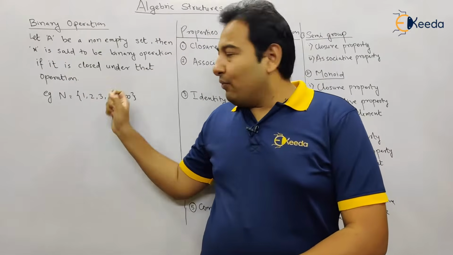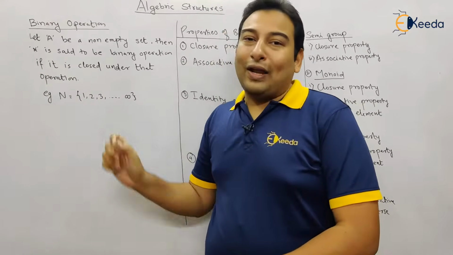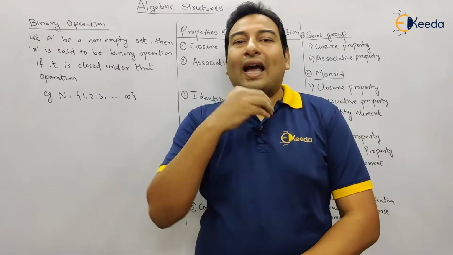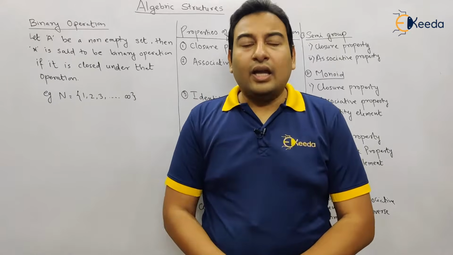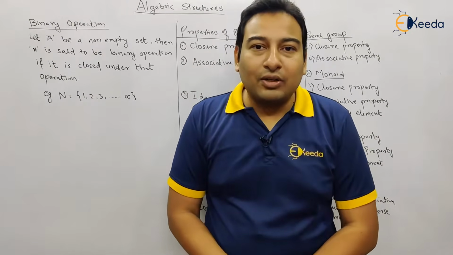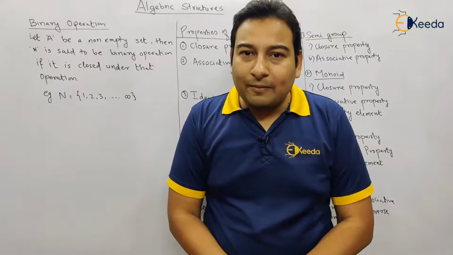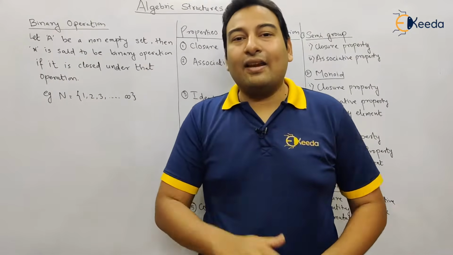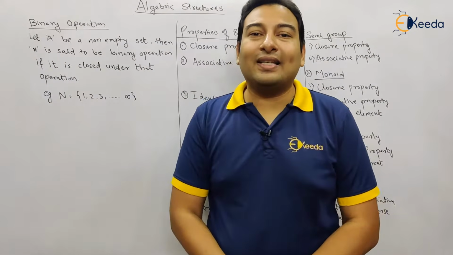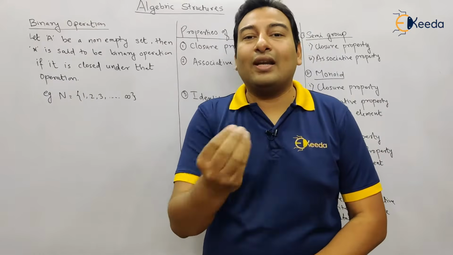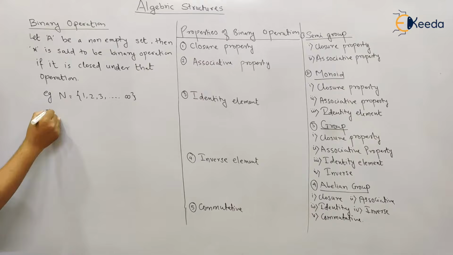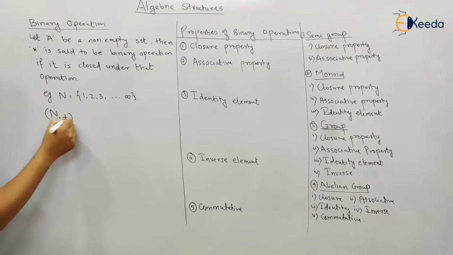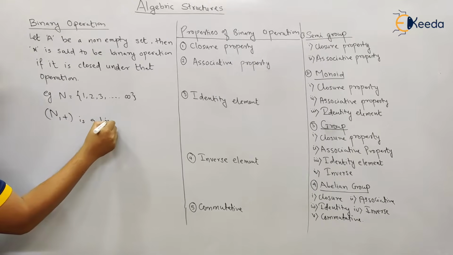Now there is an example given here. N is equal to the set of natural numbers. If you add any two natural numbers, let's say 2 and 3, your result will also be a natural number. Agree? Therefore, N comma plus is closed, or it's simply called a binary operation. So are you clear with the definition? See, N comma plus is a binary operation.